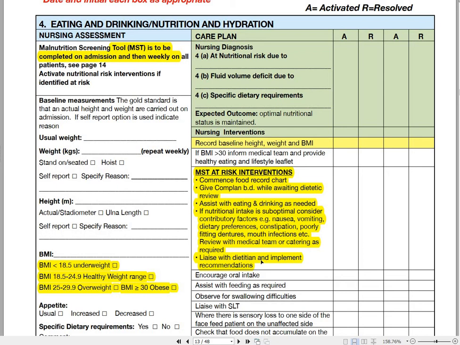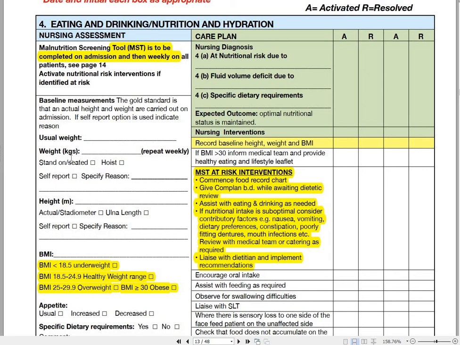Okay, so we'll go back to our assessment. Baseline measurements. So the gold standard is that an actual height and weight are carried out on admission. If self-report option is used, indicate reason. Okay, so ideally we should be actually weighing and measuring our patient. Okay, so what is the patient's usual weight? The patient may be able to tell you that, or you may see it documented in previous notes belonging to the patient.